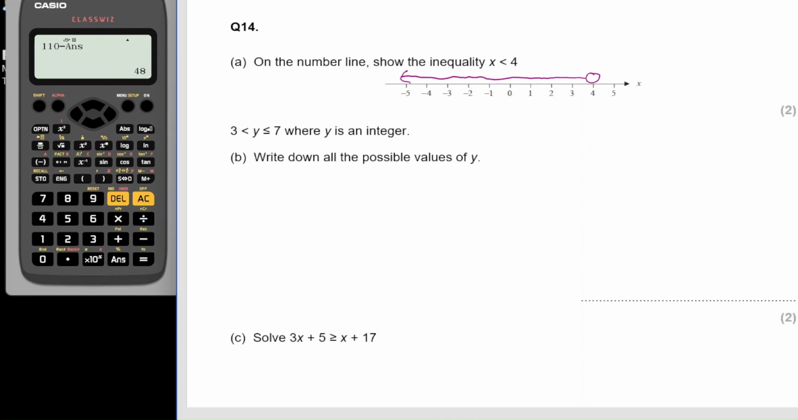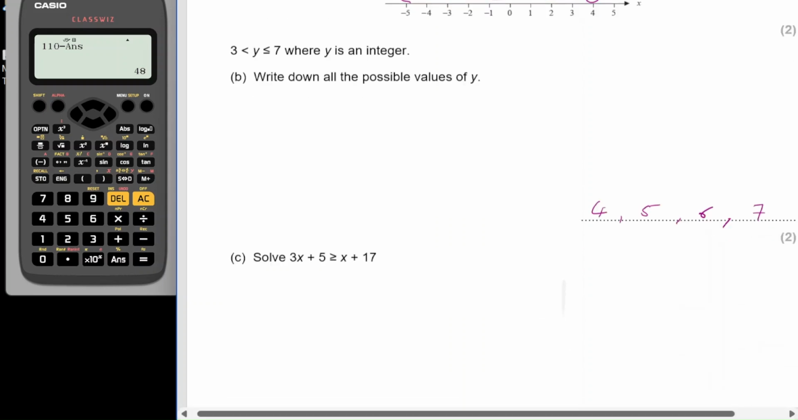Okay, write down all the possible values of y. So y can't be 3, it has to be bigger than 3. So it can be 4, and it can be 7 because it can be equal to. So 4, 5, 6, and 7.